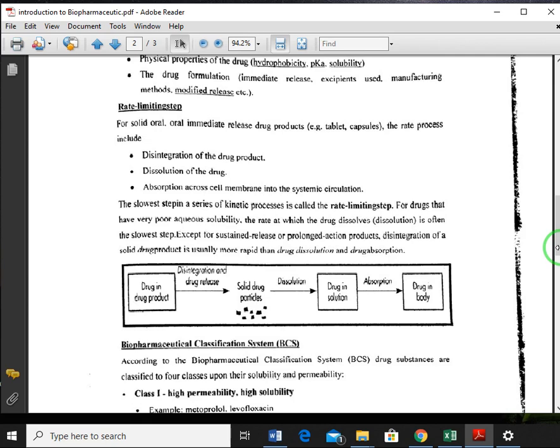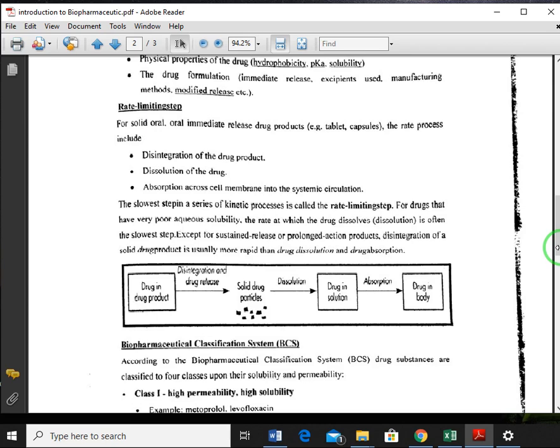The step that slows down any kinetic process. For the drug that has very poor aqueous solubility, what do you think? What will happen for the drug that has very poor aqueous solubility? The rate at which the drug dissolves is often the slowest step, except for the sustained release or prolonged action product. This is the exception.